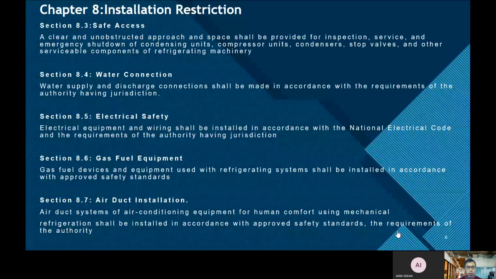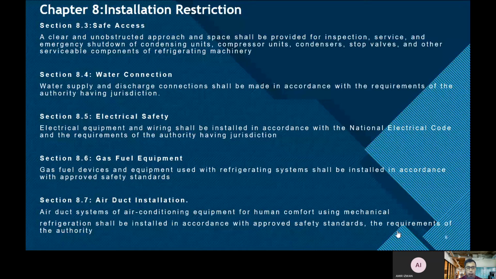Section 8.4, water connection. Water supply and discharge connections shall be made in accordance with the requirements of the authority having jurisdiction. Section 8.5, electrical safety. Electric equipment and wiring shall be installed in accordance with the National Electrical Code and the requirements of the authority having jurisdiction. Section 8.6, gas fuel equipment. Gas fuel devices and any equipment used with refrigerating systems shall be installed in accordance with approved safety standards.